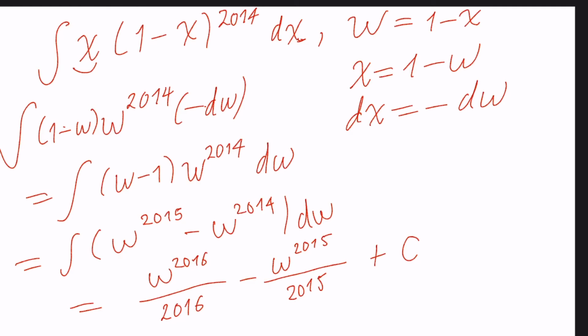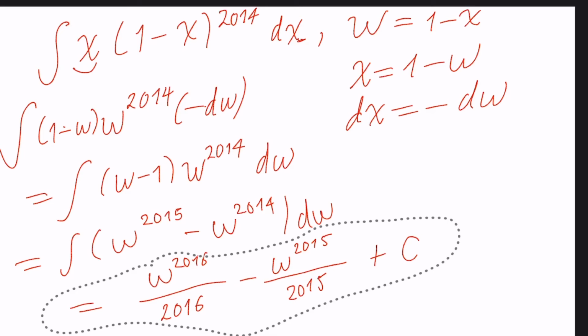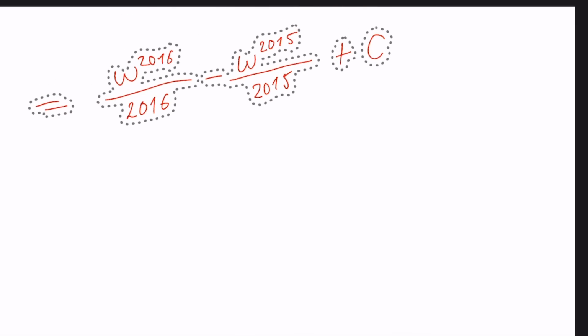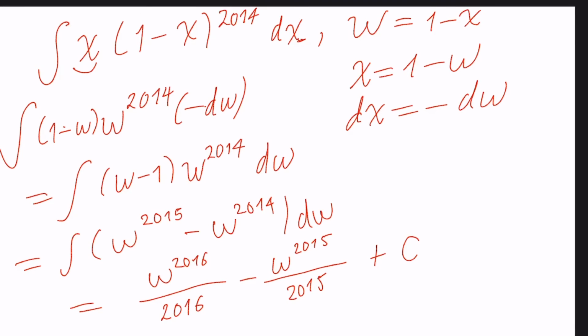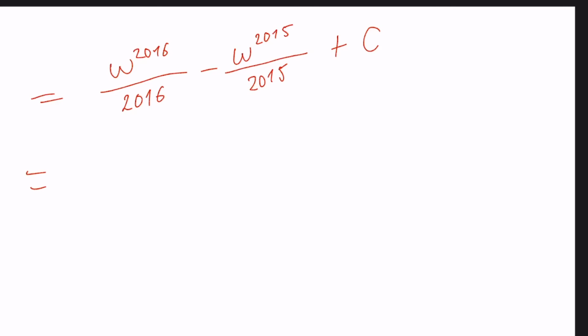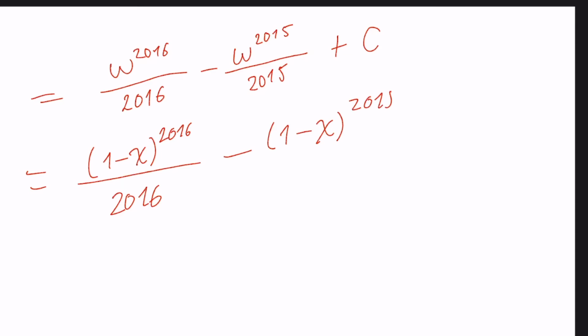And what will we do? Let me take this expression just to return. What do I mean by return? Taking everything in terms of x, the original variable. So what is w? w is 1 minus x. Replace: 1 minus x to the 2016 divided by 2016, minus 1 minus x to the 2015 divided by 2015, plus c. So this problem again is not so difficult. It doesn't take so much time. It can be done easily, but it's an interesting problem.